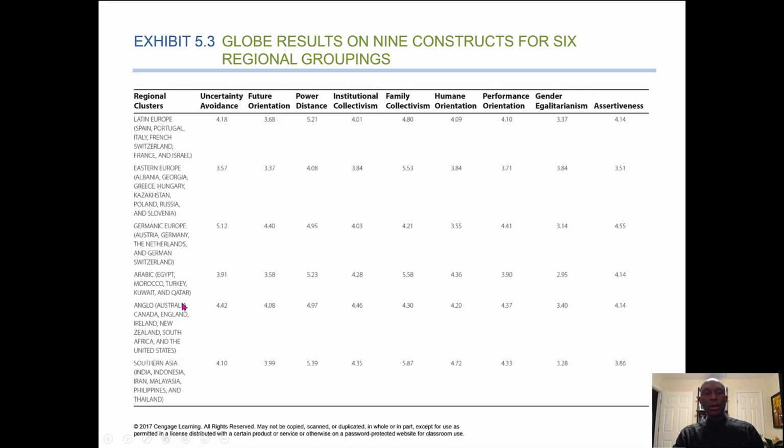Turkey, Kuwait, and Qatar are in the Middle East. And so you have all of these different groupings that are assessed using some similar elements: power distance, gender egalitarianism, and all the others, uncertainty avoidance. So it seems like it's kind of an extension of Hofstede's framework.